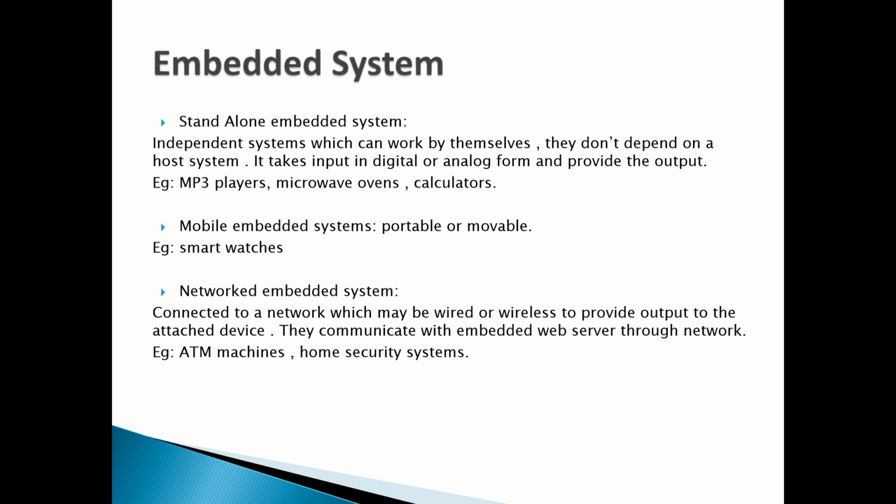Then I go with standalone embedded system. A standalone embedded system is an independent system which can work by itself. They don't depend on a host system. Takes input in digital or analog form and provides the output. Examples: MP3 players, microwave ovens, and calculators. Mobile embedded systems are portable or movable. Example: smartwatches. Network embedded systems are connected to a network, which may be wired or wireless, to provide output to the attached device. They communicate with an embedded server through the network. Examples: ATM machines, home security systems.